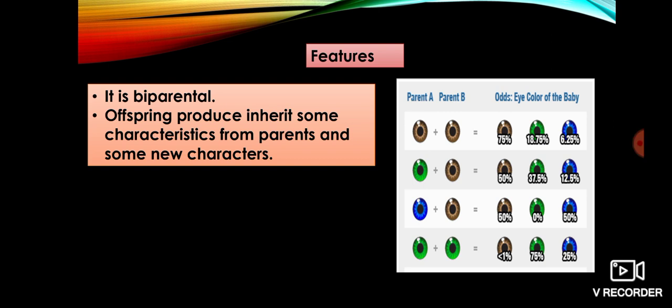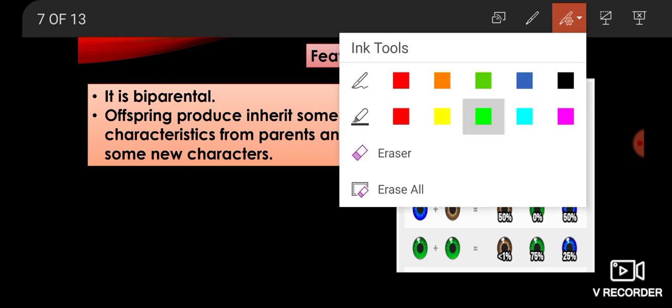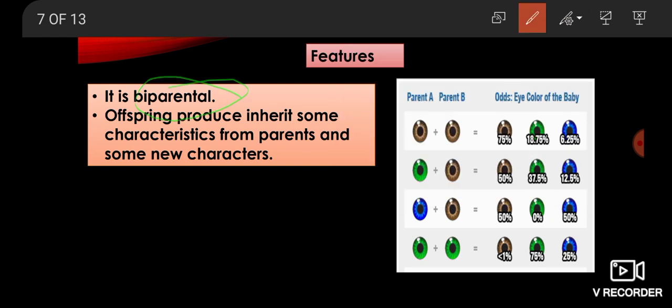So the first one is that it is biparental. Bi means two and parental means parents. It means that it involves two different parents here. So now you all get the idea about sexual reproduction, right? Now the next point is very important in sexual reproduction, dear students: the offspring produced inherit some characteristics from parents and some new characters also.